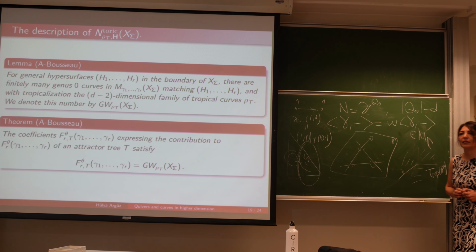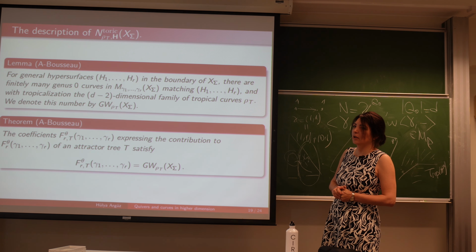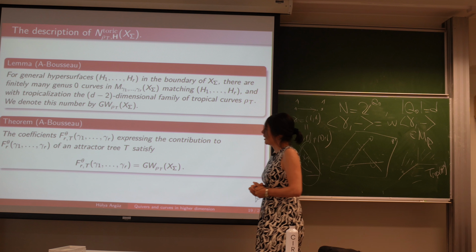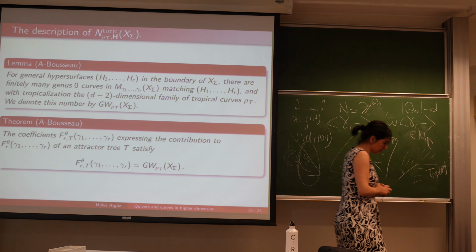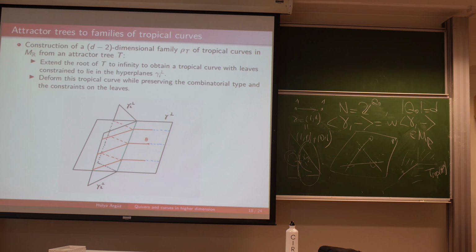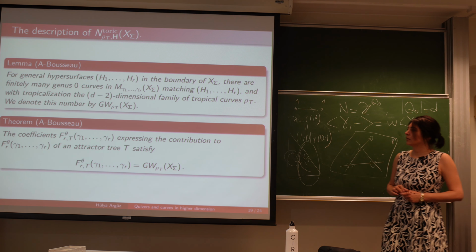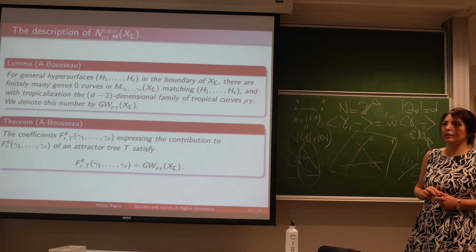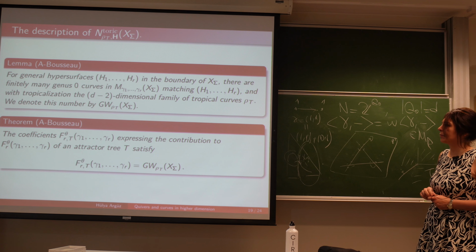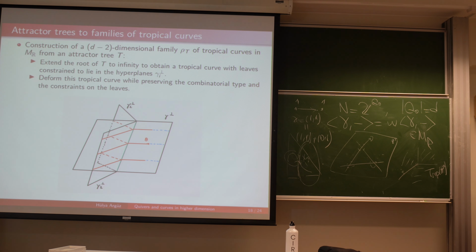I don't know, is there some intuition I should have about why that's correct? Sorry, it's a vague question. It's a good question. So those attractor trees, I can think of them as tropicalizations of some curves inside X sigma. Is that an accurate intuition? That's true. Yes.